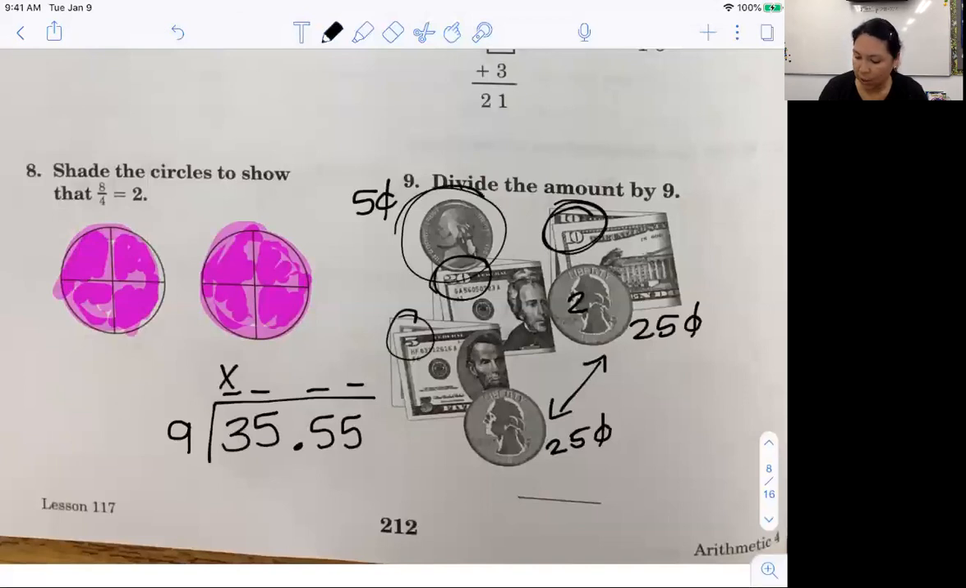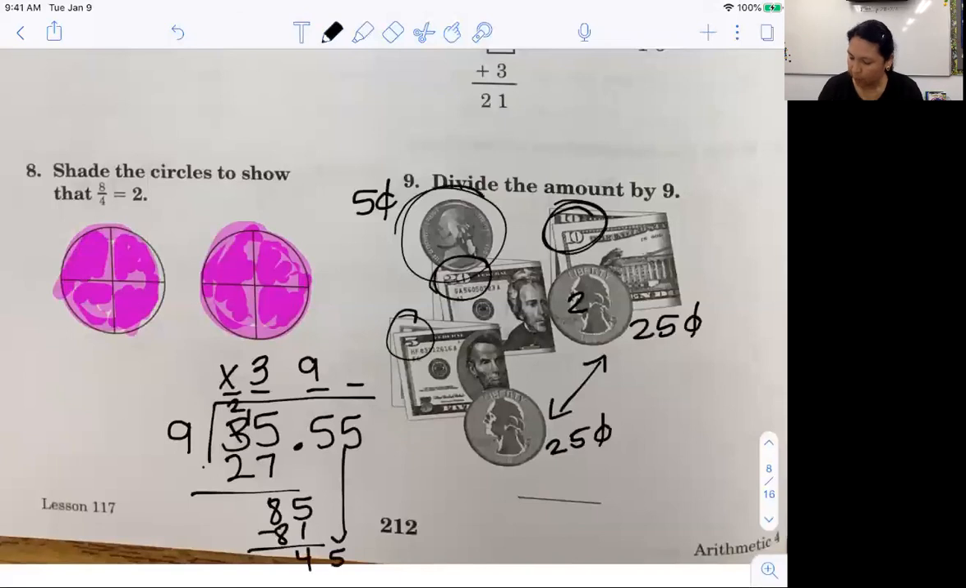9 can go into 35 3 times. Subtract. I get 85, well, after I brought down the 5. How many 9s can go into 85? 9, which makes 81. Bring down my 5, 45. How many 9s can go into 45? 5. It goes in exact, right? 45. So $3.95 is my answer. Did you get that right?